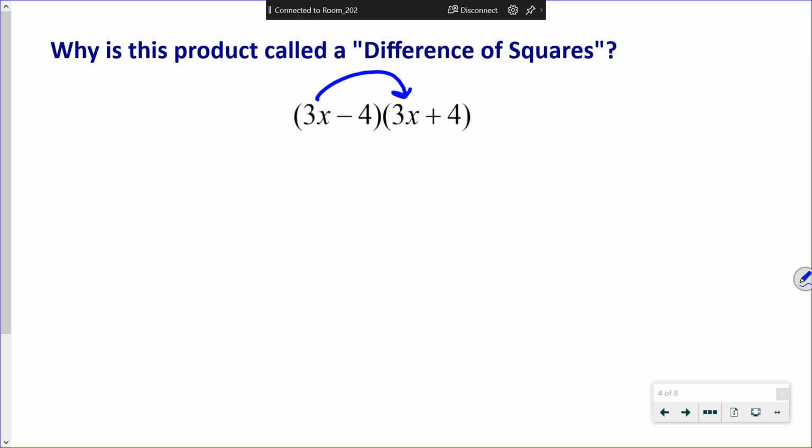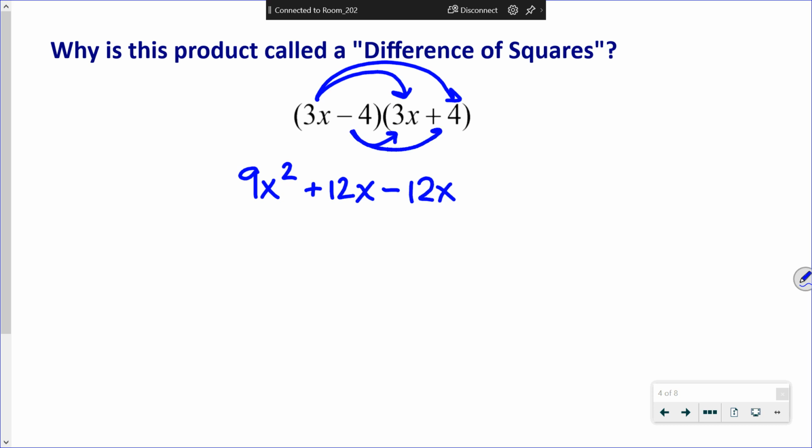I'm going to distribute the 3x times the first 3x in the other parentheses, which is 9x squared. 3x times 4, which is plus 12x. Then I distribute the negative 4 to the other parentheses, and I get minus 12x. And then negative 4 times positive 4 is negative 16.